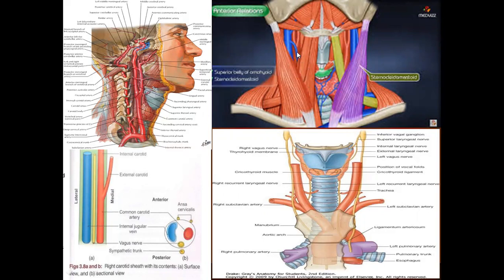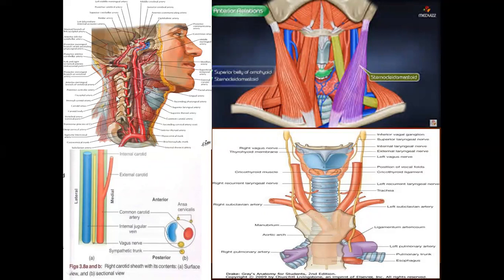This is the common carotid artery, and at the upper border of the thyroid cartilage, the common carotid divides into the external carotid and the internal carotid. This is the internal jugular vein. This is the brachiocephalic artery. This is the right common carotid. This is the right subclavian artery. It is behind the sternoclavicular joint. This is the right sternoclavicular joint. This is the left sternoclavicular joint. This is the left common carotid artery. This is the left subclavian artery.